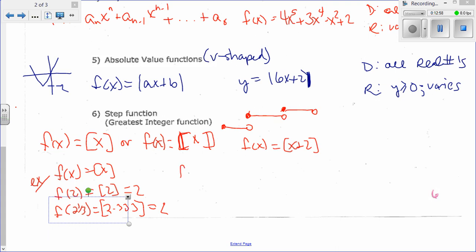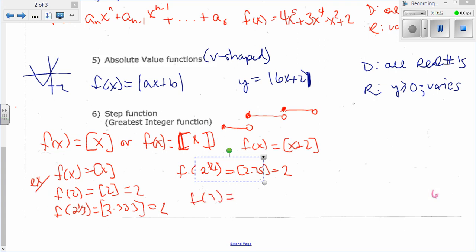If I had f of x equals, let's see, we're going to do 2 and 3/4. So that would be 2.75. The greatest integer, when you truncate, you cut off the decimal points, would be 2. And the only way I'm going to get to 3 is when I put in 3 for x. So it's going to be like creating little steps. So you're going to go between 2 values. This is my starting point. This is my ending point.